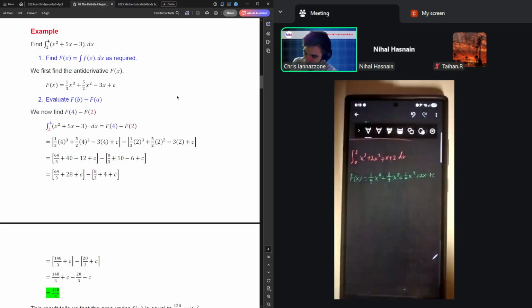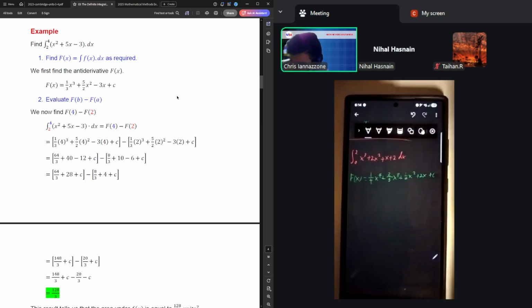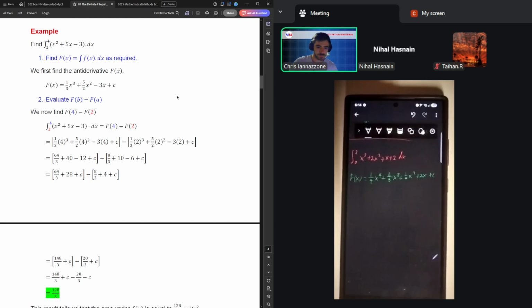Even if you didn't put the plus C for definite integrals specifically, you're probably still fine, because we know that when we do our actual evaluation, it's going to disappear. So you might get away with it, but let's not tempt fate. But cool, we have our antiderivative. What are we going to do with it?